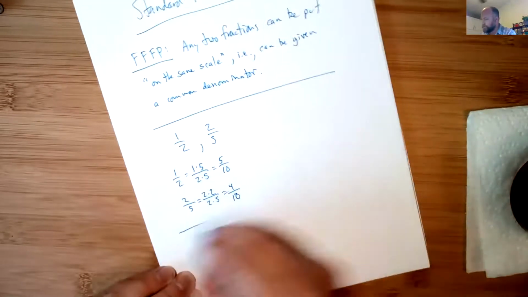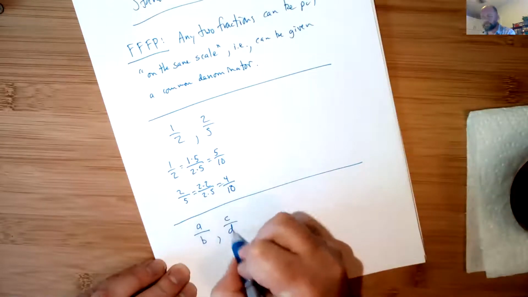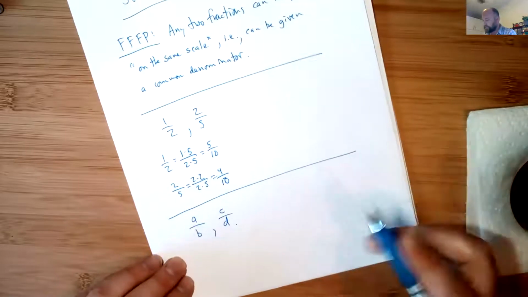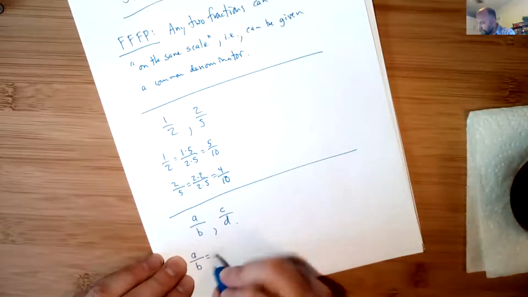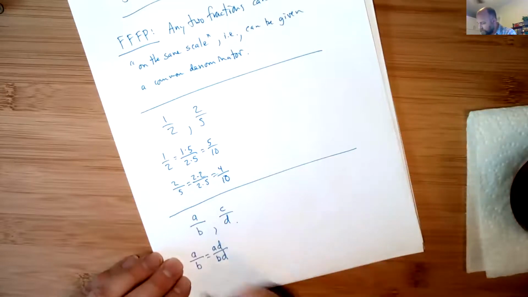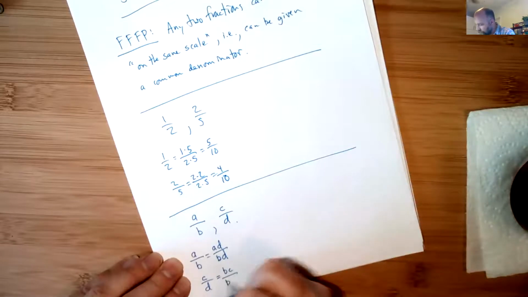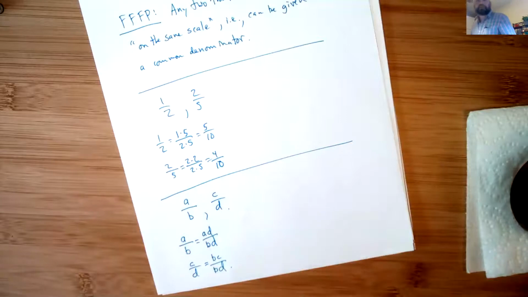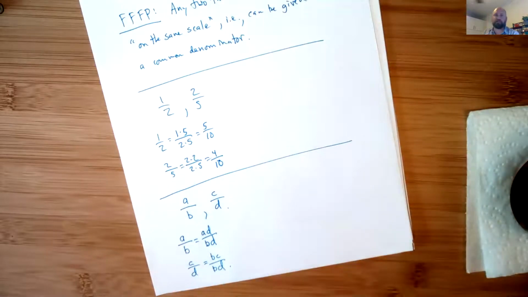Okay, and in general, if you have just two fractions, a over b and c over d, no matter what b and d are, we can say, hey, a over b is equal to ad over bd, and c over d is equal to bc over bd, right? We can always use the product of the two original denominators as the new common denominator. Thus, any two fractions can be put on the same scale.